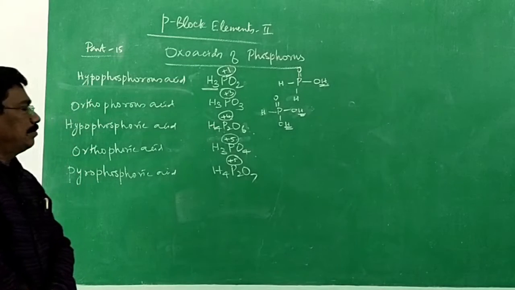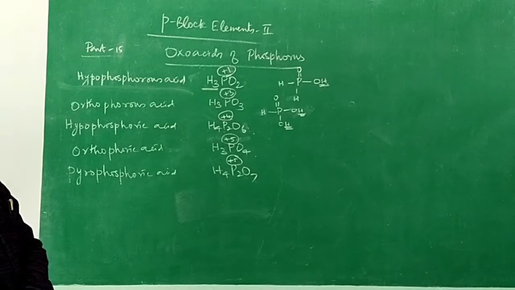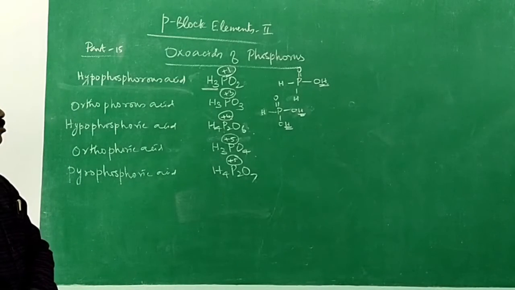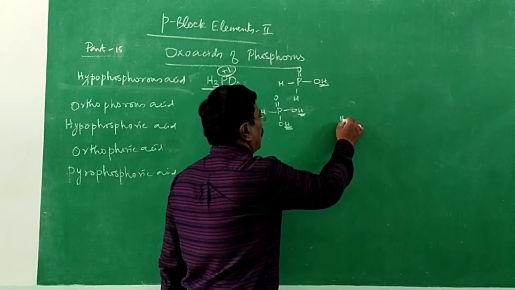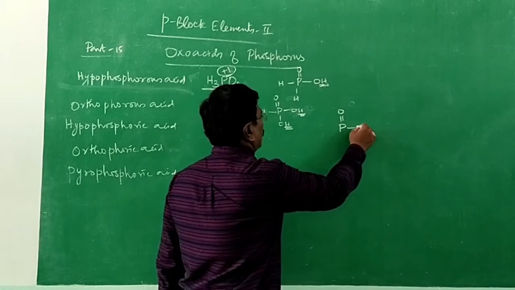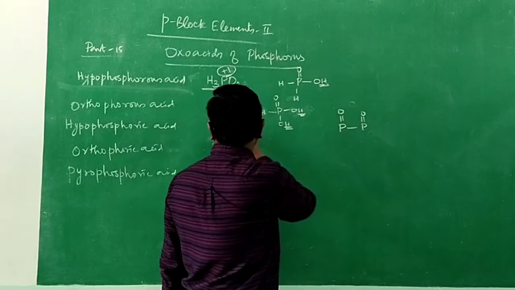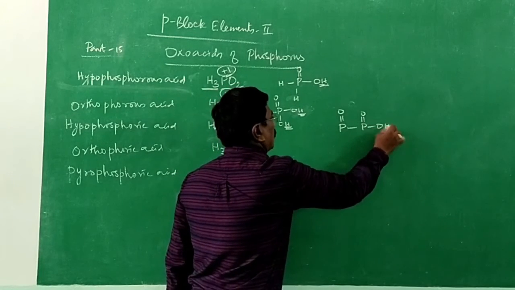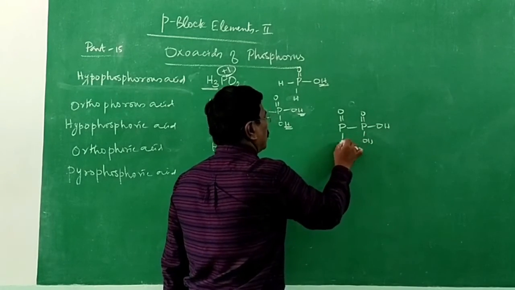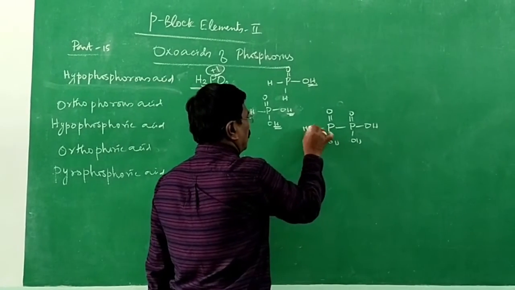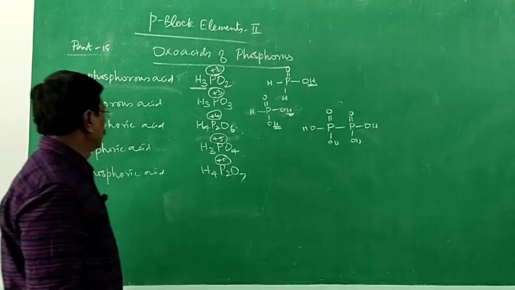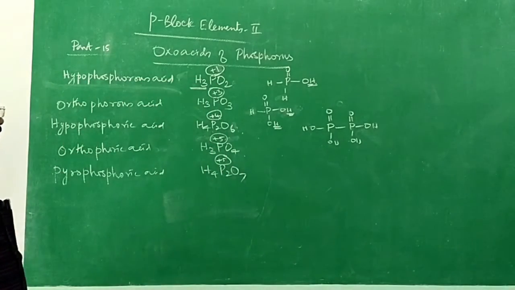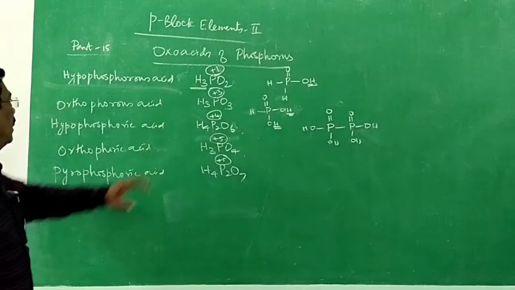So monobasic acid, dibasic acid. H4P2O6 has 4 hydroxyl groups, so it is said to be a tetrabasic acid. The structure has P double bond O, P double bond O, 2 phosphorus with OH, OH, OH and OH. That is H4P2O6, hypophosphoric acid. Now, orthophosphoric acid, let us compare these 2.